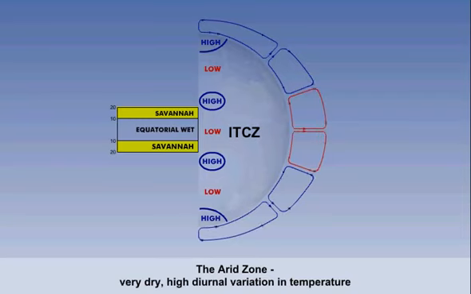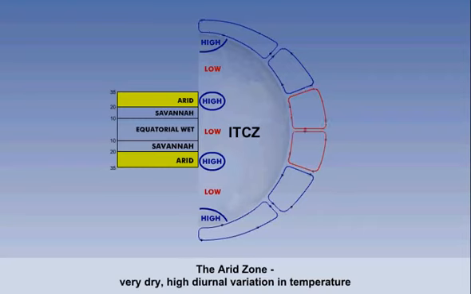The next zone to look at is the one dominated by the large subtropical highs. It is spread from roughly 20 degrees to 35 degrees latitude. This is known as the arid zone. Remember that air is being forced to descend here and will warm adiabatically.